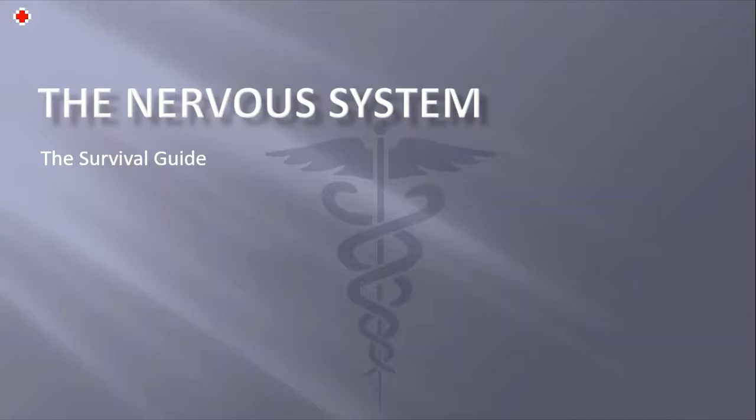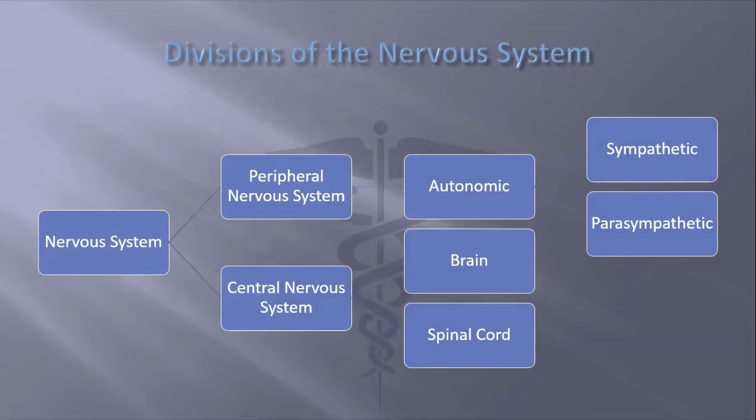Today's topic we'll be exploring is the nervous system. Divisions of the nervous system include the following: the peripheral nervous system and the central nervous system. We'll be exploring its branches later on.